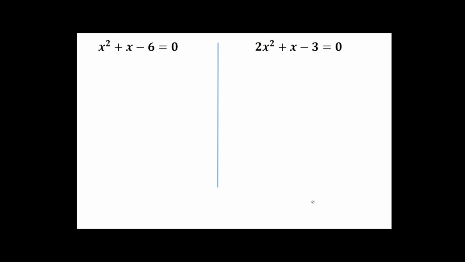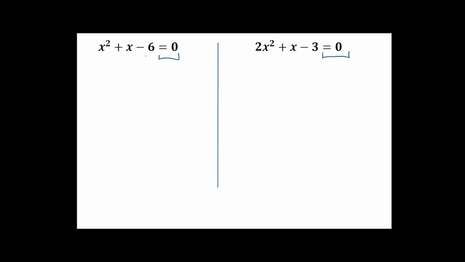So these are fairly standard examples of quadratics that we've seen before. We'll solve them, but notice I've added a little thing here to both of them. I've made them equal to 0. Okay, let's just ignore it for now.